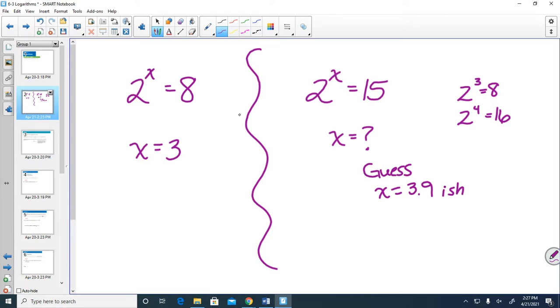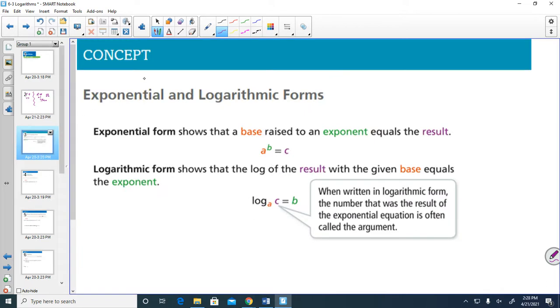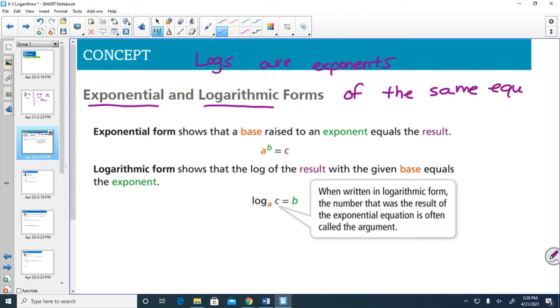So what I can use is something called a logarithm. A logarithm is an exponent. So one thing to know: logs are exponents, and we can use them to help us solve for an exponent. So we'll have to switch back and forth between the exponential and the log form of the same equation. Not the inverse of the same equation.